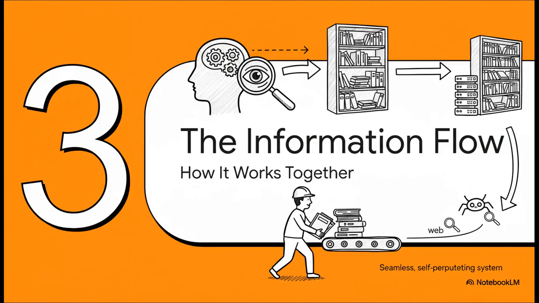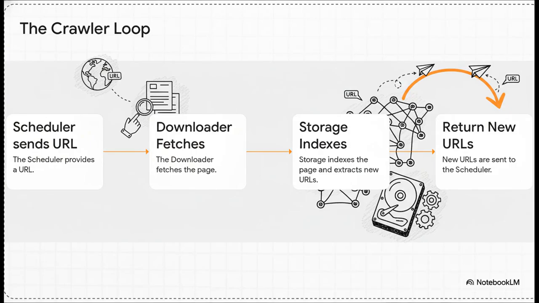So there you have it, the three main parts: the brain, the worker, and the library, if you will. Now let's put it all together and see how this information flows, how they all work together to create this seamless, self-perpetuating machine. And this is that beautiful loop in action. It's so simple, right? One, the scheduler provides a URL. Two, the downloader goes and fetches the page. Three, storage indexes it. And four, here's the brilliant part, storage extracts all the new URLs from that page it just indexed. And where do those go? You guessed it, right back to the scheduler. And the cycle starts all over again. It's this self-sustaining system that just endlessly discovers the web.